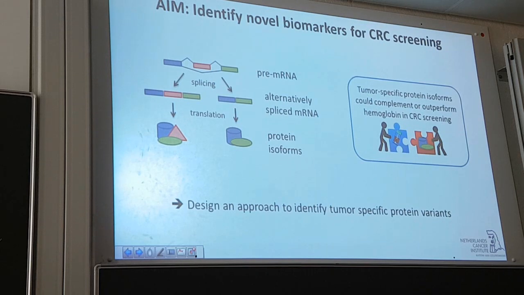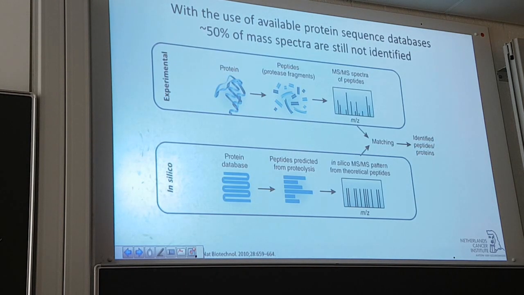So today I'll talk about how we designed an approach to identify these more specific protein variants, and that's in the manuscript that hopefully you'll read. We will use mass spectrometry to identify these protein isoforms. This is a typical mass spectrometry experiment. There's an experimental part where you cut the protein into peptides, usually with tryptic digestion, so with an enzyme that cuts at specific loci, lysine and arginine, and then you obtain mass spectra from the mass spectrometer.